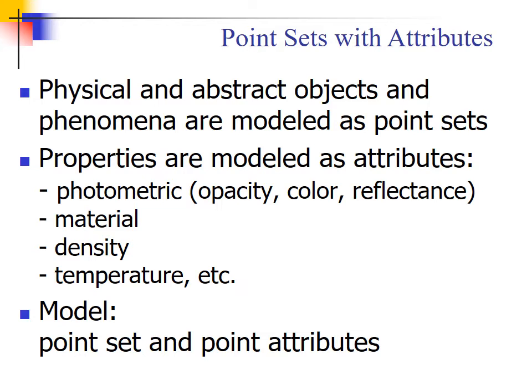Attributes of these objects can model properties of physical objects, such as photometric properties, opacity, color, reflectance, or material, density, temperature, and so on. So, a volume model is presented as a 3D point set with point attributes. Each point in this model is presented as a tuple of point coordinates in 3D space and an array of attributes.